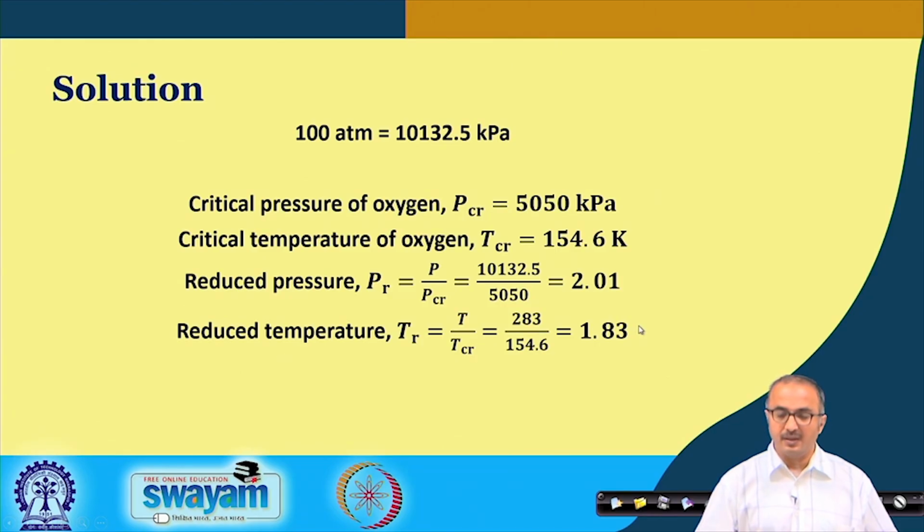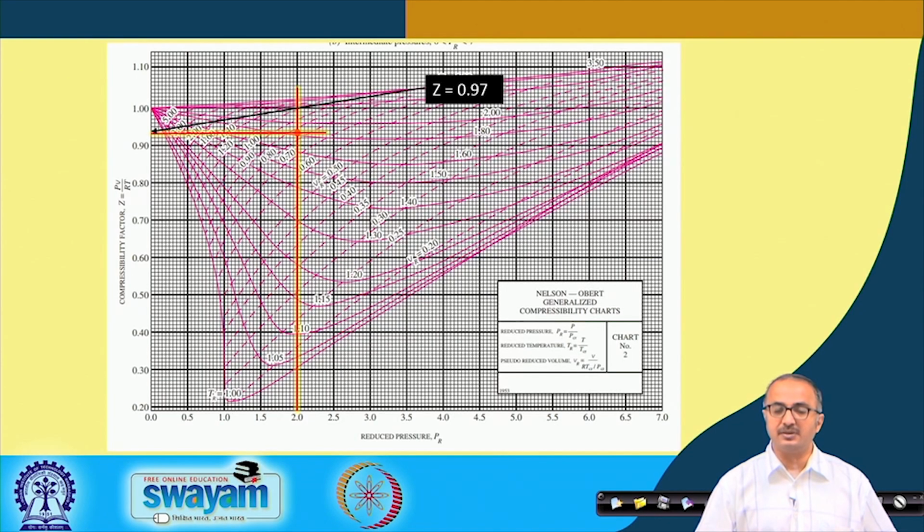Based on these reduced values, we shall now look into a thermodynamic chart which gives the compressibility factor in terms of the reduced pressure for different values of the reduced temperature. Each of the curves belongs to a different reduced temperature. Whatever reduced pressure you have found, you locate it on the x axis, and from there you go vertically up and locate the reduced temperature. You may also find that the reduced temperature does not lie on any of these curves, it might be somewhere in between.